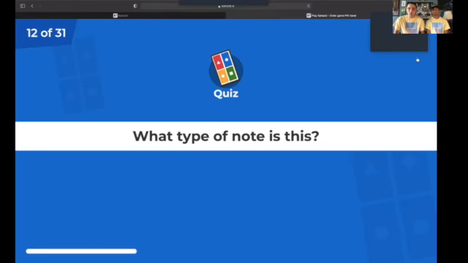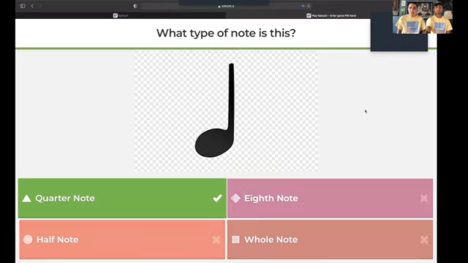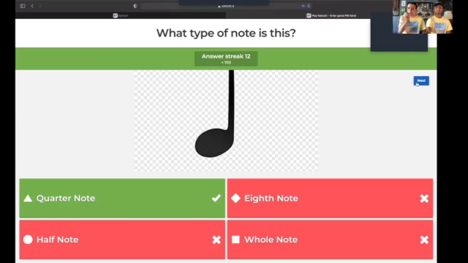Question number 12. What type of note is this? So now we're going to show you different musical symbols in terms of the note values. So this one, we have the options as a quarter note, an eighth note, a half note, or a whole note. You remember this symbol is the quarter note. Notice it has the kind of colored in note head with the stem going up vertically.